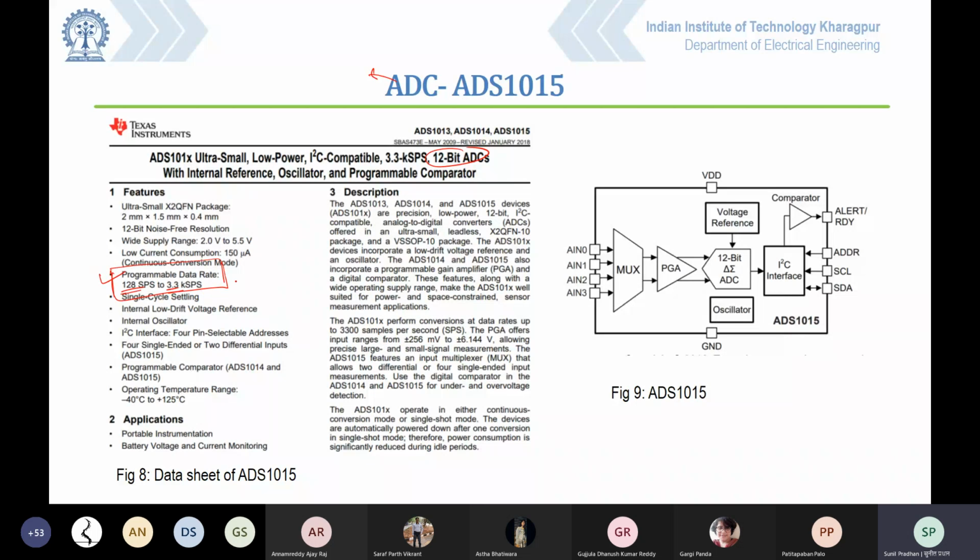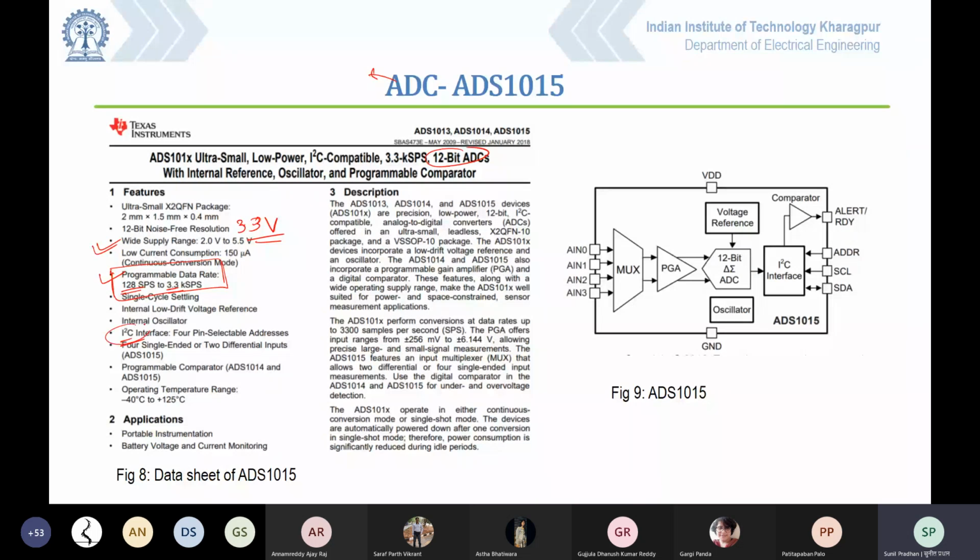Since in my application I want quite a good sampling frequency, as we have to go for signal processing, I took this one. You just have to see what the supply range is. Around 3.3 volt is very good for our work, and this interface will be by I2C.